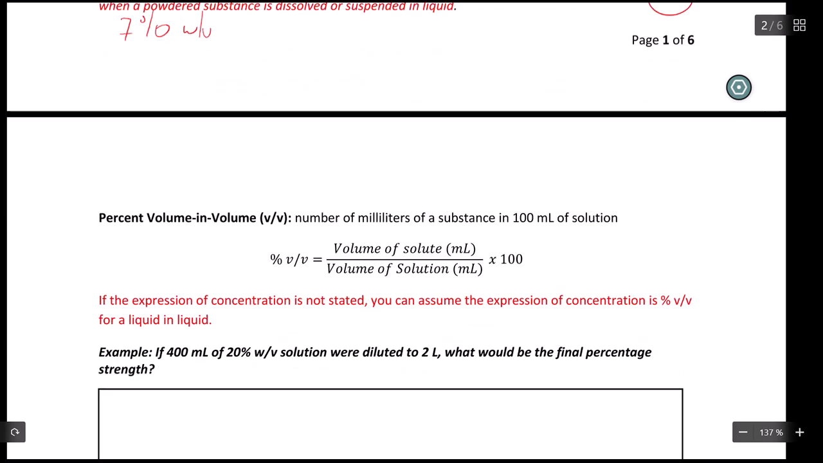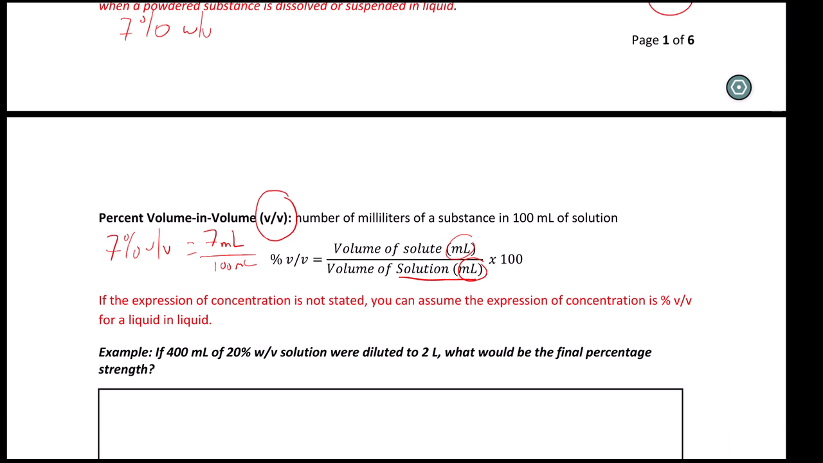The other one is volume and volume. We discussed before, if I have 7% volume and volume, that's saying that there is 7 mLs per 100 mLs of the solution. Again, the full solution. So the units are mLs in both cases, in the numerator and the denominator. If you don't see anything, if I say a 7% isopropyl alcohol solution, you can assume that means that there's 7 mLs of pure isopropyl alcohol in 100 mLs of the total solution.